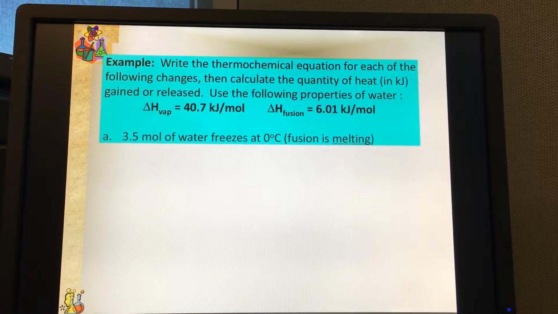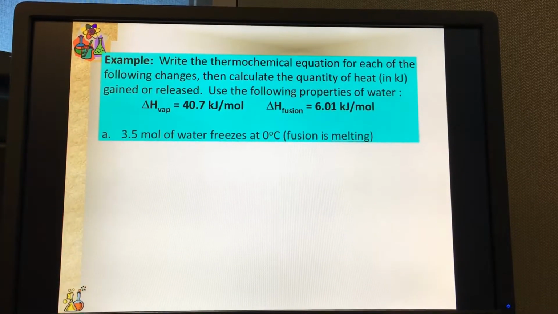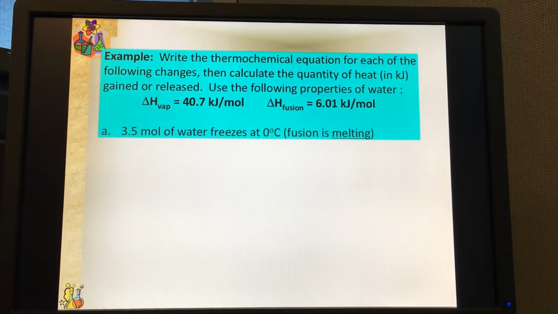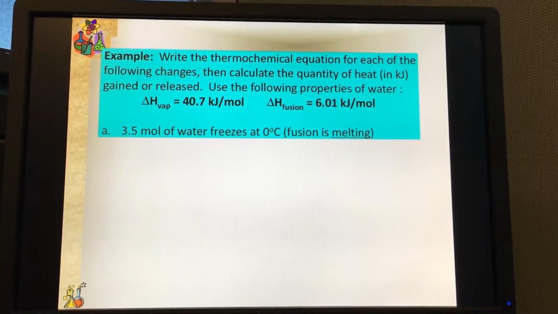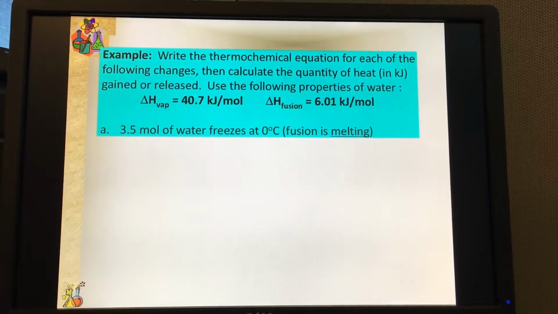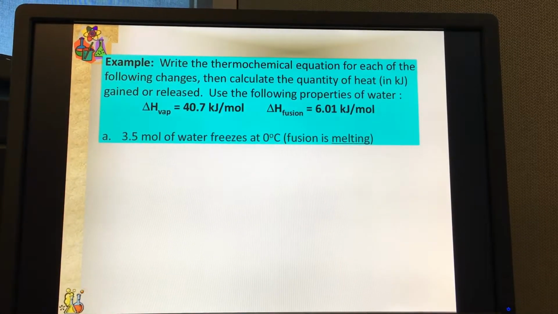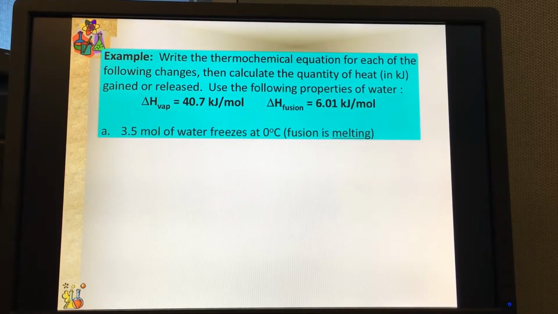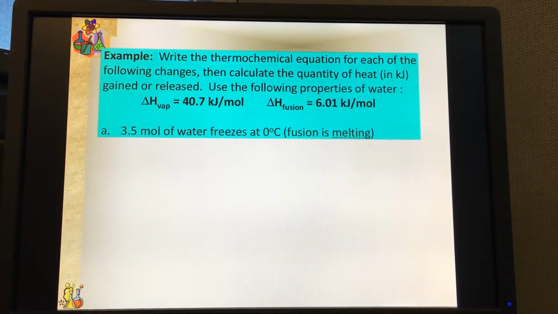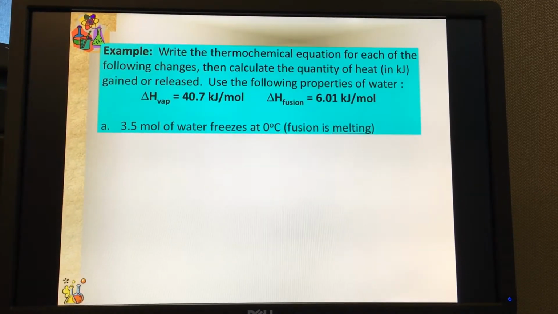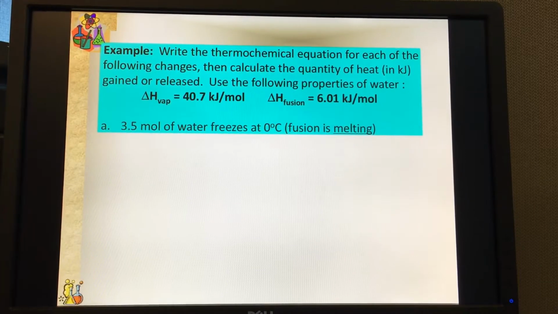Here's another example. Thermochemical equations can be written for both exothermic reactions and endothermic reactions, or chemical changes and physical changes. We'll be looking at physical changes of water, specifically vaporization and fusion. The goal of this question is to write a thermochemical equation for each of the following changes, then calculate the heat absorbed or released when water freezes. Not 1 mole of water, but 3.5. Remember that fusion is melting, which means the opposite of fusion would be freezing.